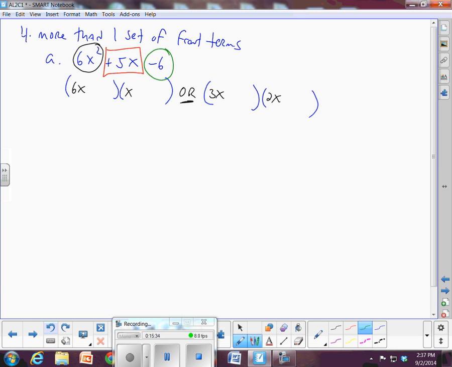So you know what I'm going to do? I'm going to go work on the 3x and 2x. Okay, so again, I just start thinking. I'm going to show you what I'm thinking. Normally, I wouldn't write it.